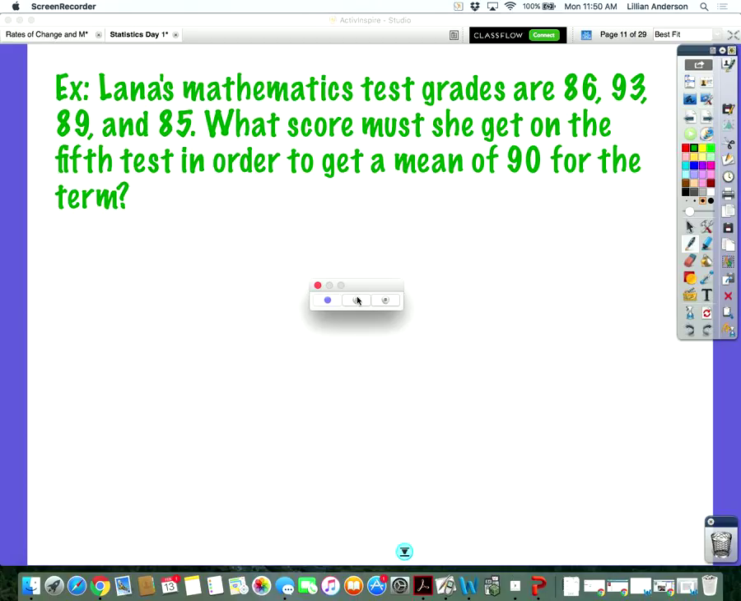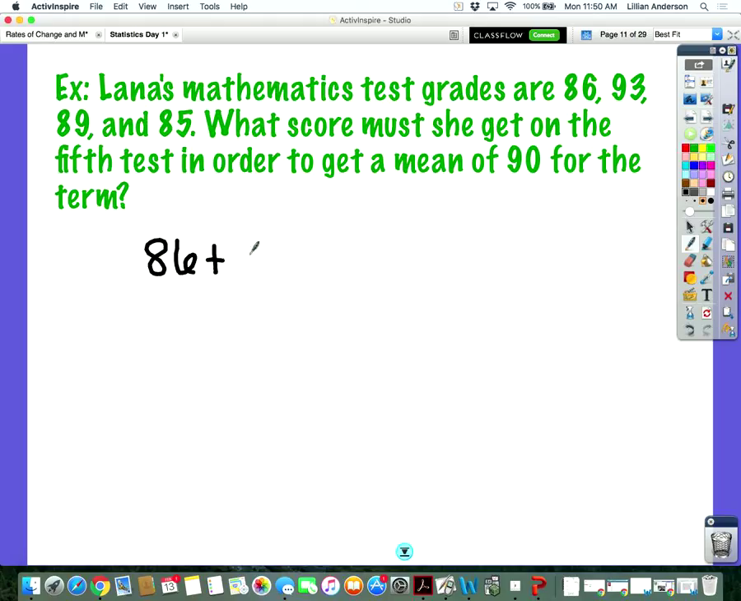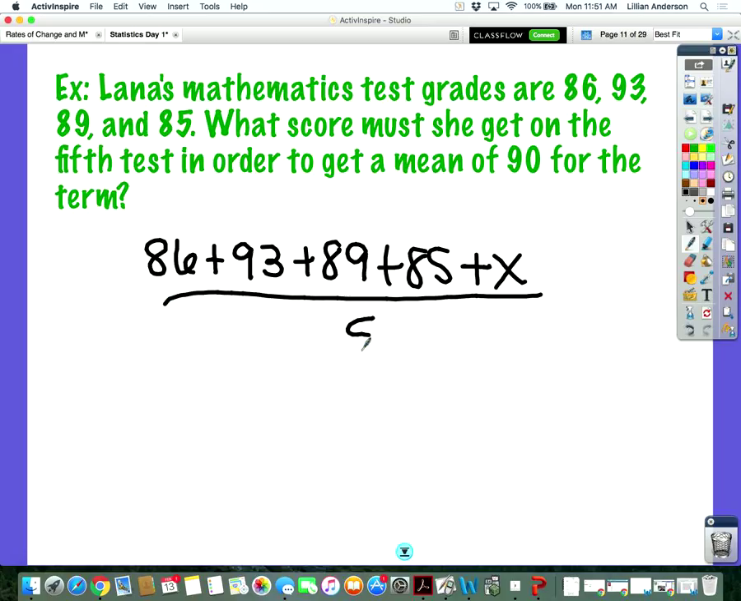To figure this out, you take the sum of all of these numbers, 86, 93, 89, and 85. Then you have that last test. That's a total of 5 tests that will give you a mean of 90. I know some of you are probably not setting it up this way, but this is the setup to get the method point, just in case you get the wrong number.